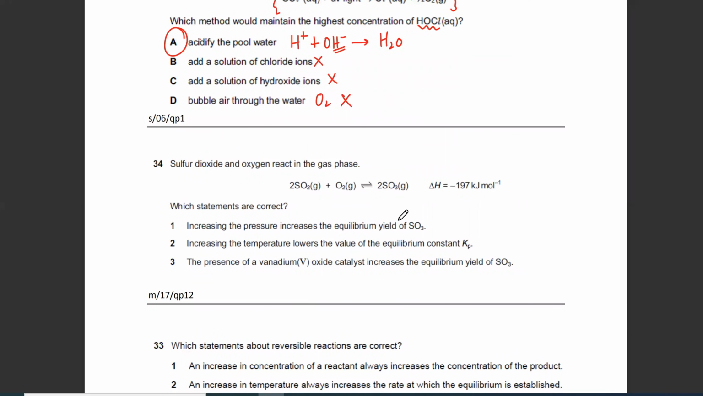Increasing the pressure increases the equilibrium yield of SO3. Where would the equilibrium shift in this case? If I increase pressure? Like less gas or more gas? Anyone? Alicia?